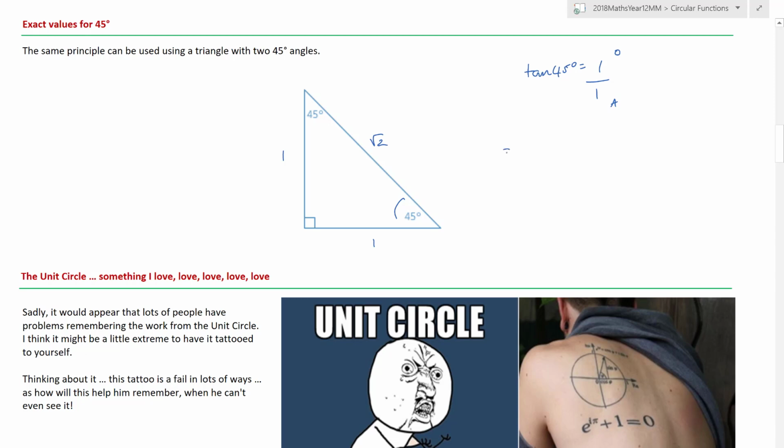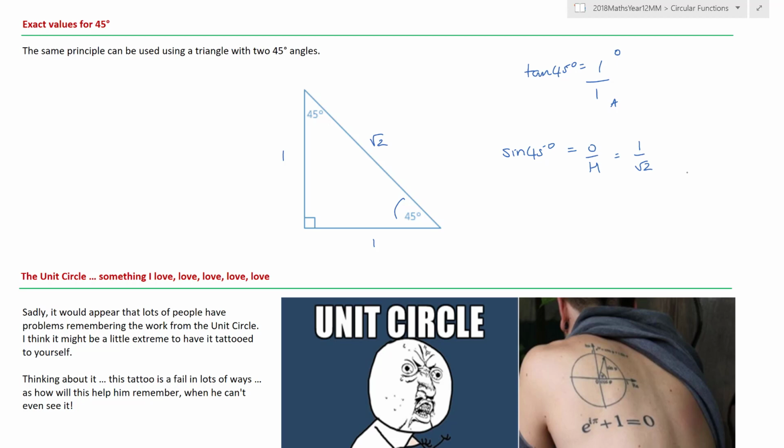And so I would know that the sine of 45 degrees would equal the opposite over the hypotenuse, which would be 1 over root 2. Now, those of you who are doing specialist maths will then undoubtedly need to go on and rationalize the denominator, but in maths methods, we no longer have to do that.